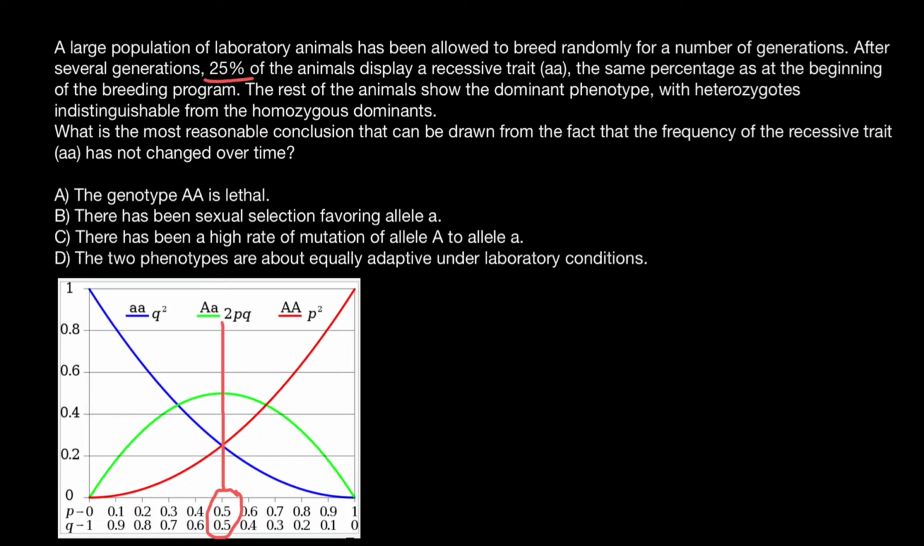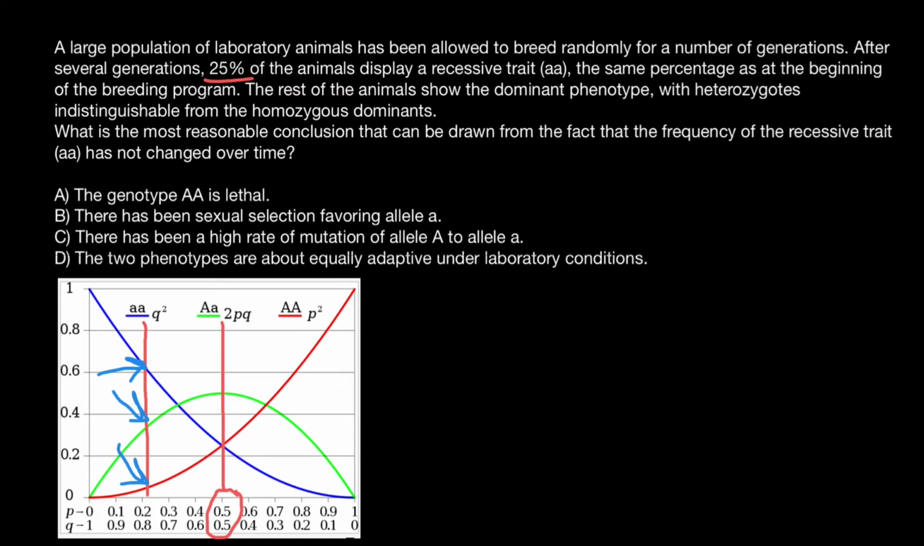If, for example, the frequency of the dominant and recessive alleles were different, then the frequency of the three genotypes would also be different. Here is going to be the frequency of the dominant genotype, here the frequency of the heterozygous genotype, and here the frequency of the homozygous recessive genotype.